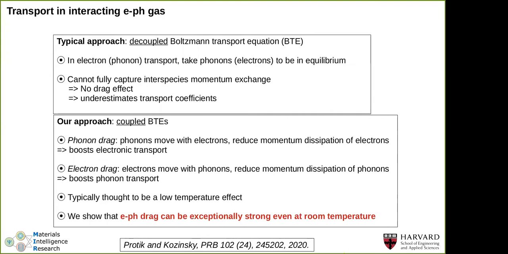The phonon drag effect happens when phonons move with electrons, reducing the momentum dissipation of the electronic system and boosting the electronic transport coefficients. We also capture the electron drag, which happens when electrons move with the phonons, reducing the momentum dissipation of the phonon system and boosting the phonon transport coefficients. And these two effects go together. You cannot separate the two in any meaningful way. Another thing is that the electron-phonon drag effect is typically thought to be a low temperature effect. But in this work, we show that electron-phonon drag can be exceptionally strong, even at room temperature for cubic silicon carbide.